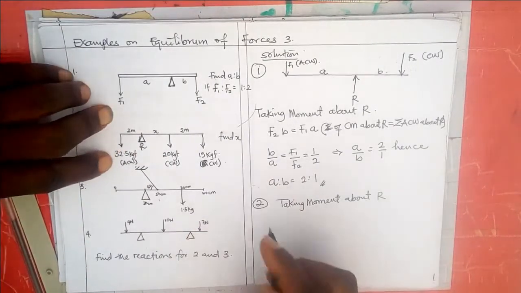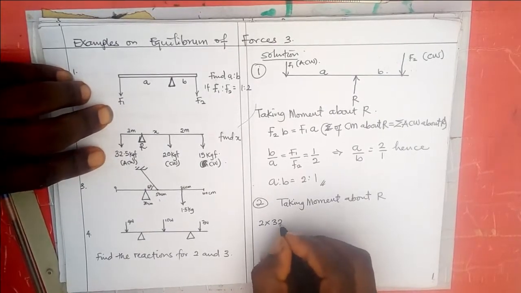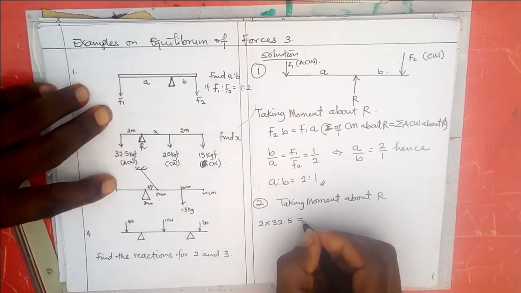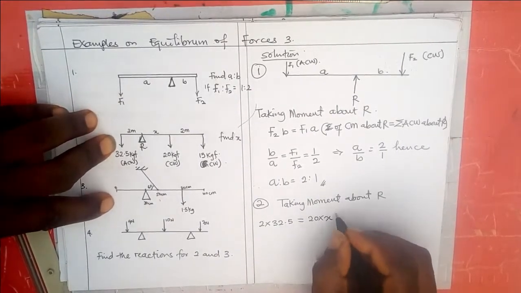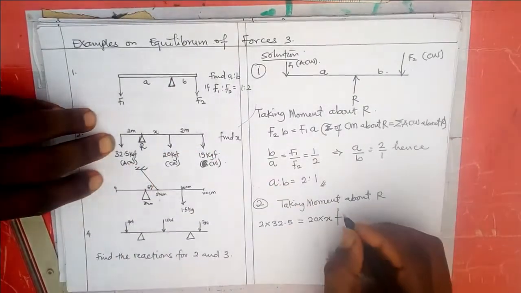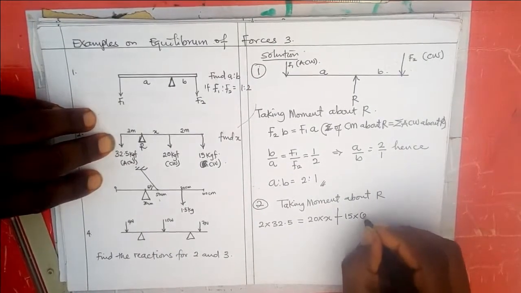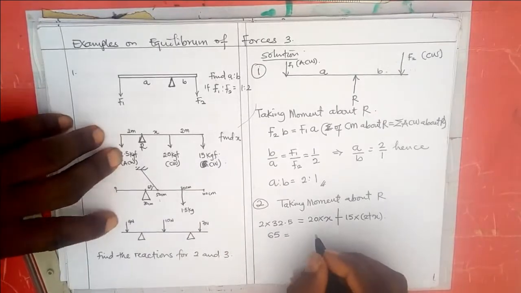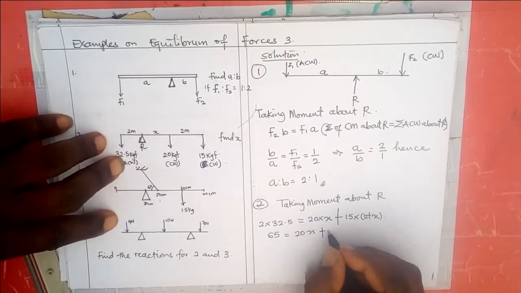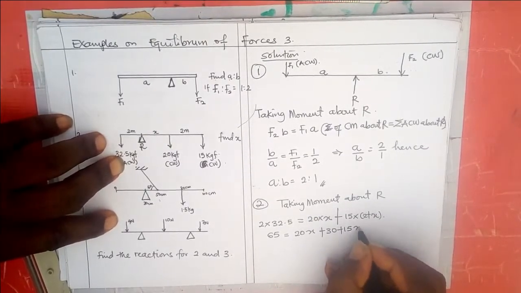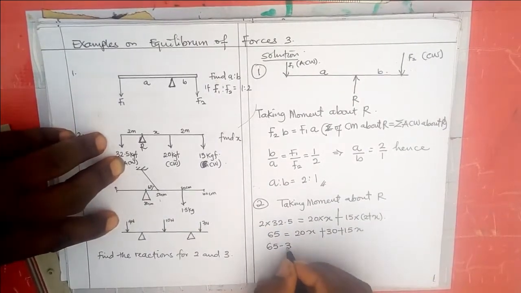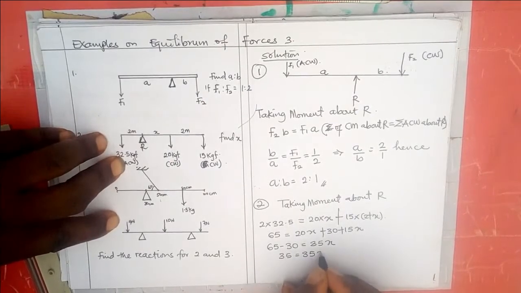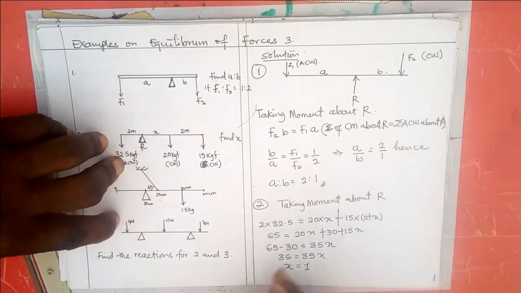So clockwise moment, I have 2 multiplied by 32.5. 2 multiplied by 32.5 must be equals to 20 times x plus 15 multiplied by the distance, 15 multiplied by 2 plus x. So when we multiply this, we have what? 65 is equals to what? 20x plus 30 plus 15x. So we'll bring 30 here, so I have 65 minus 30 is equals to 35x. So 35 is equals to 35x, hence x is equals to 1 when you divide both sides by 35.